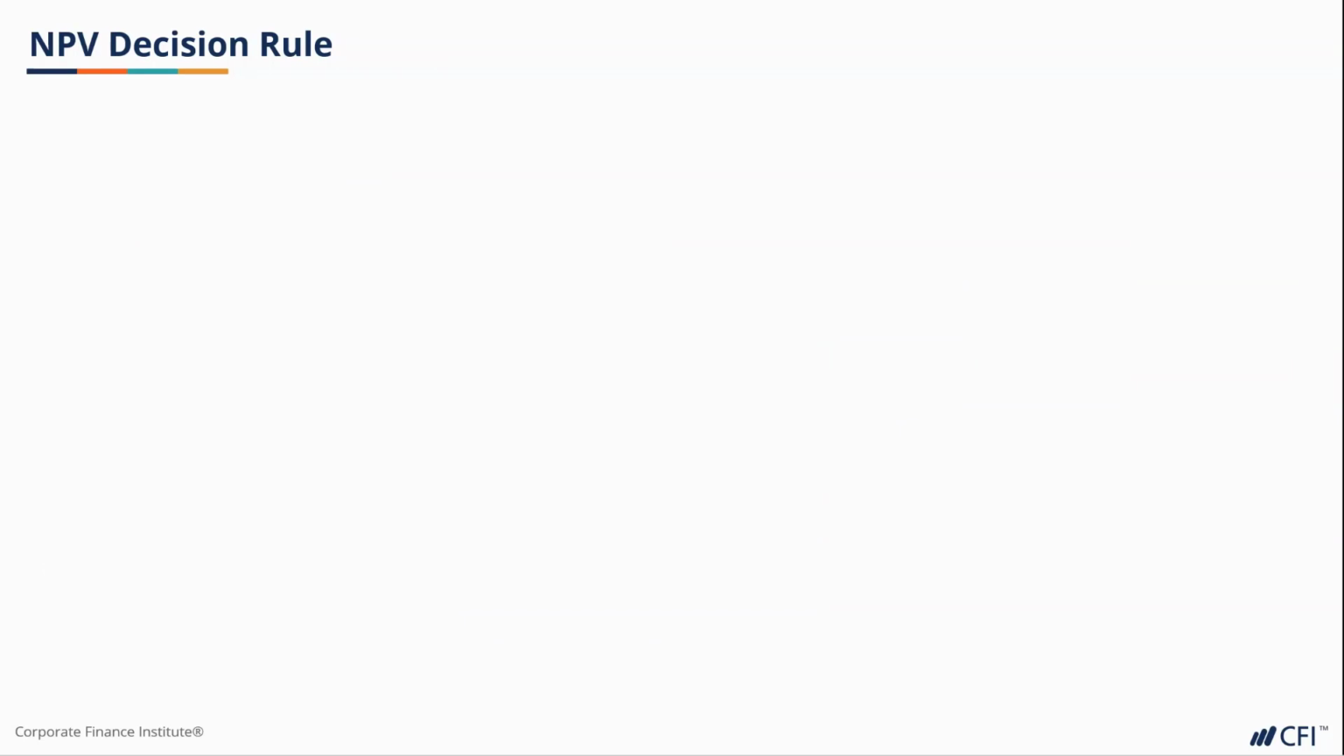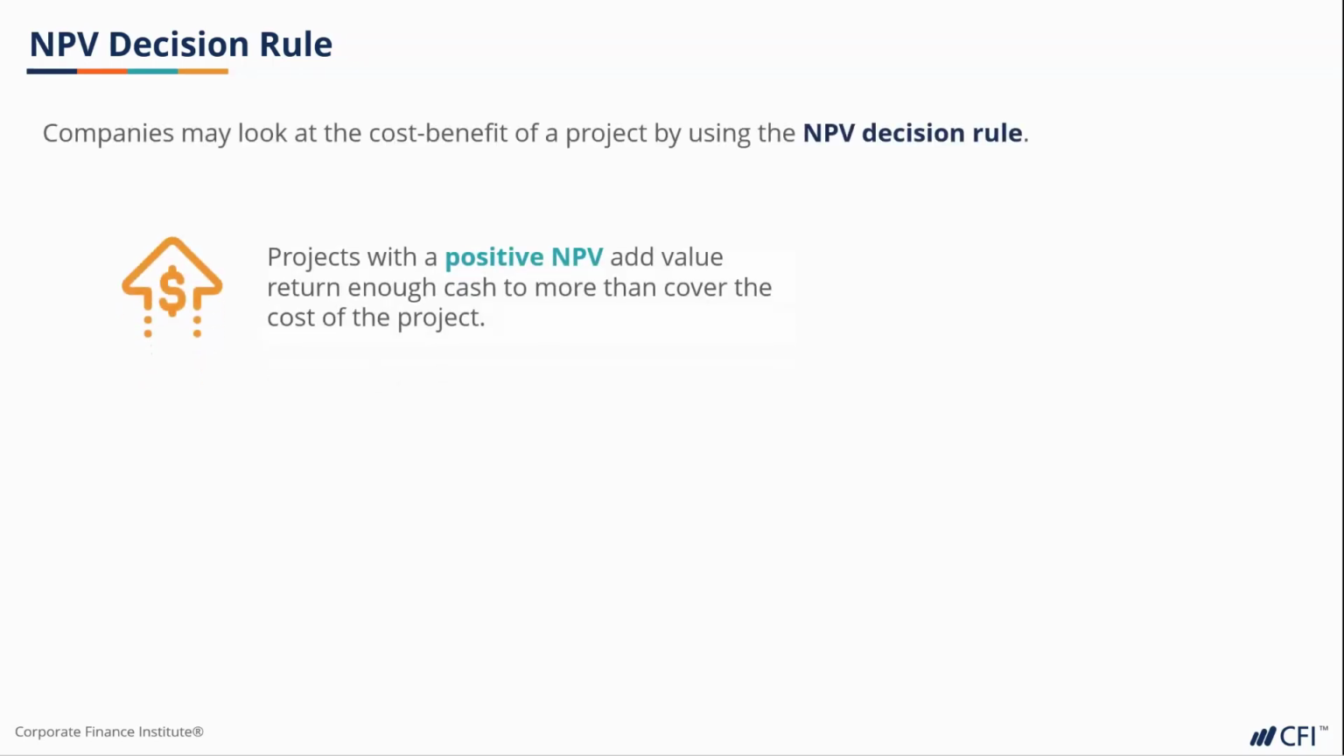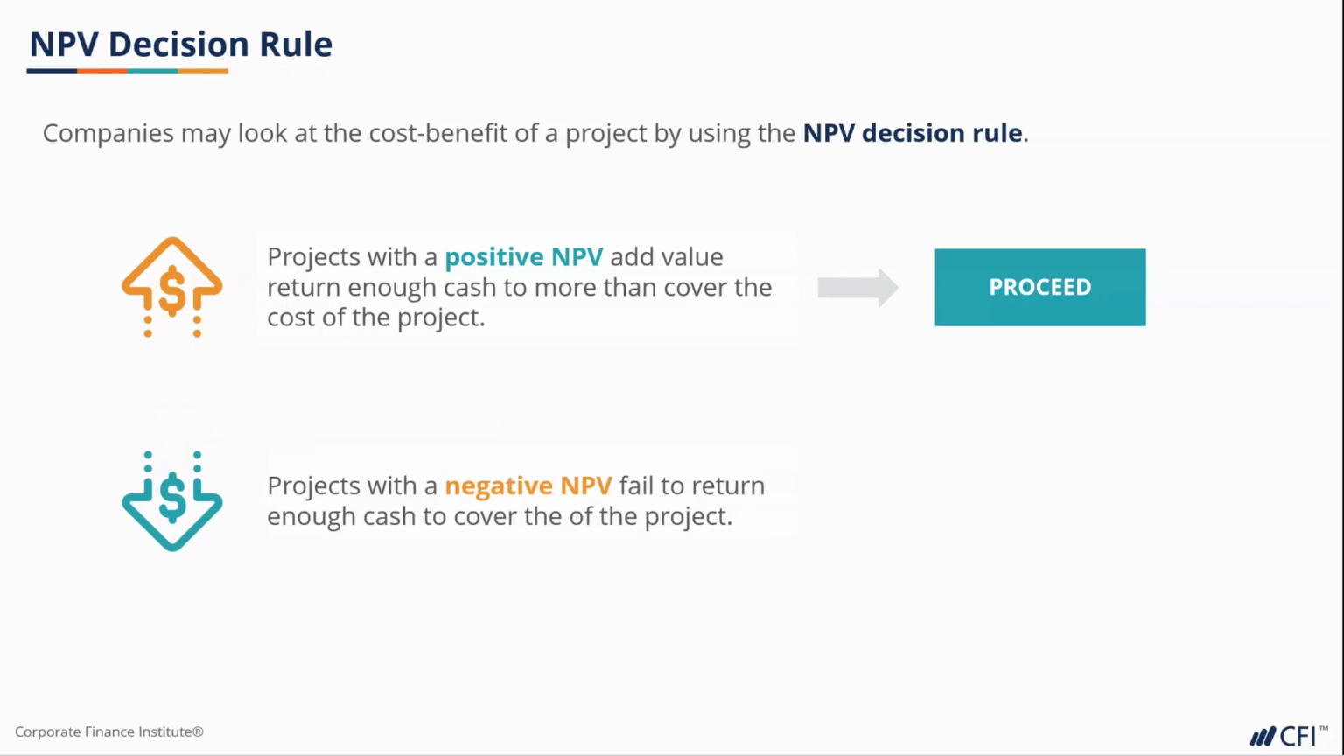Many companies may look at the cost benefit of a project by using the NPV decision rule. Projects with a positive NPV add value. They return enough cash to more than cover the cost of the project. Therefore, companies may choose to proceed with that project. Negative NPV destroys value. They fail to return enough cash to cover the cost of the project, and a company might choose to reject that.